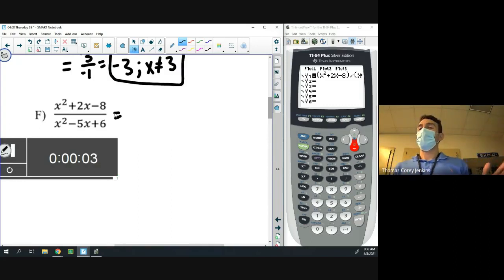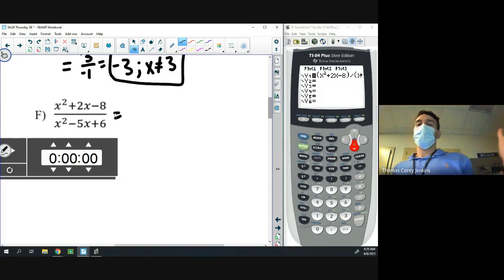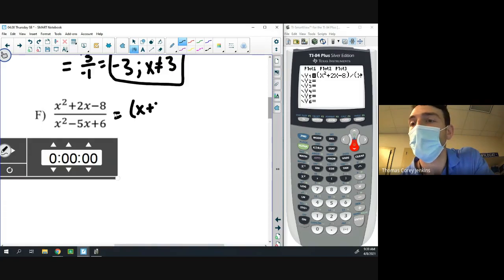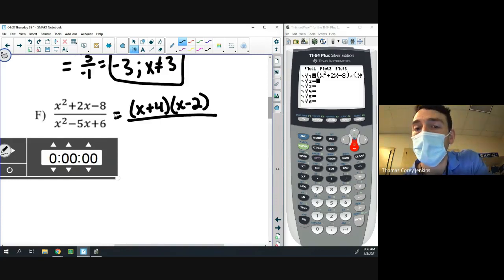All right. Does anybody want to volunteer just what the top factors out to? How can I factor out the numerator, Shrieker? x plus 4 times x minus 2, that's correct. Anybody got the denominator done for me? Madison?